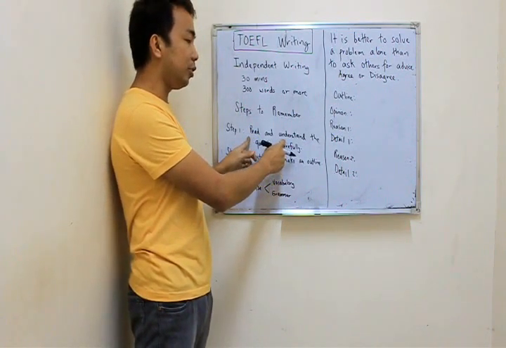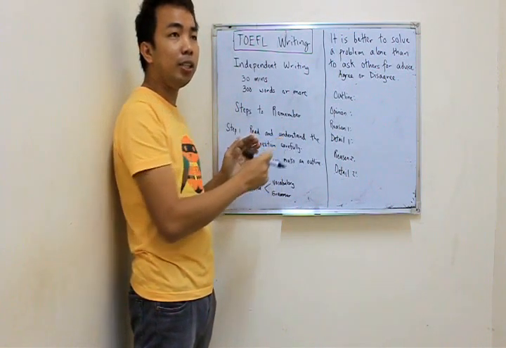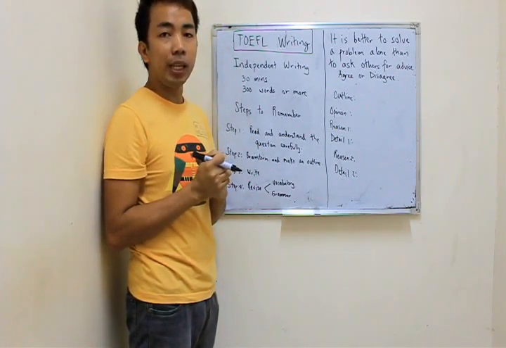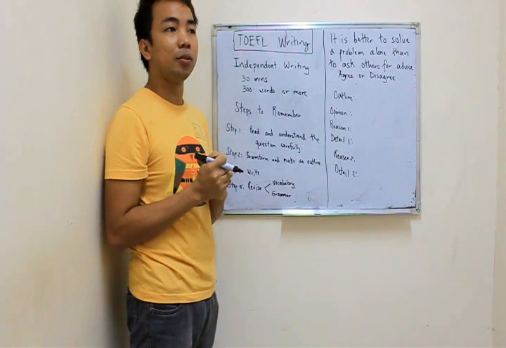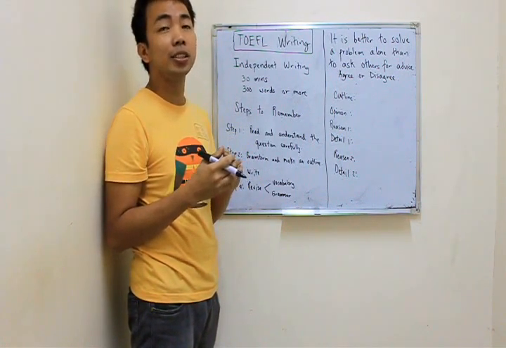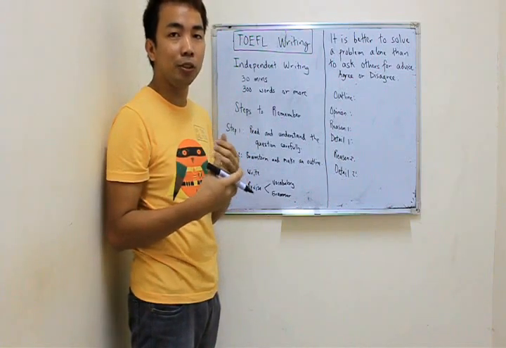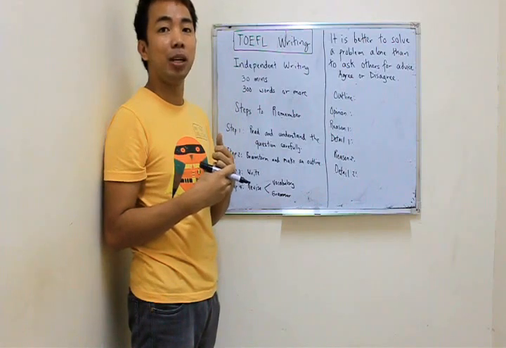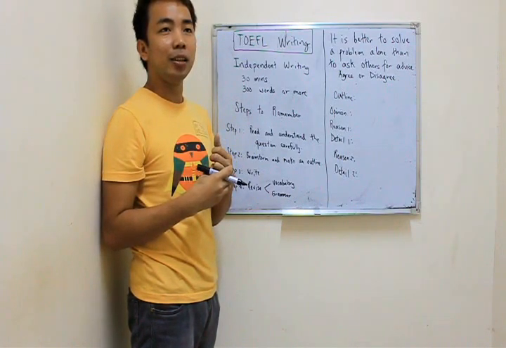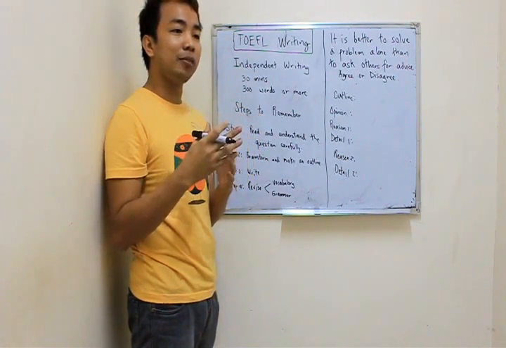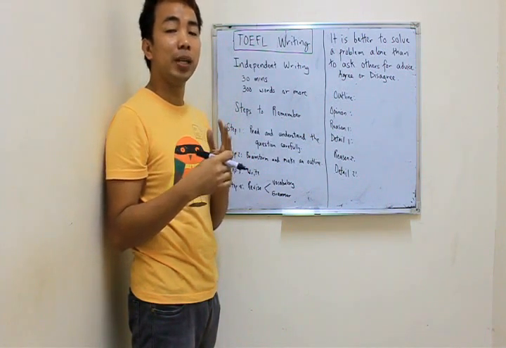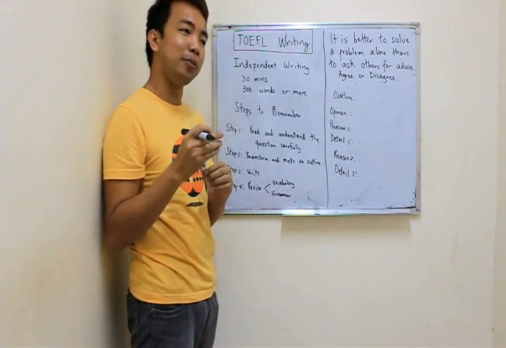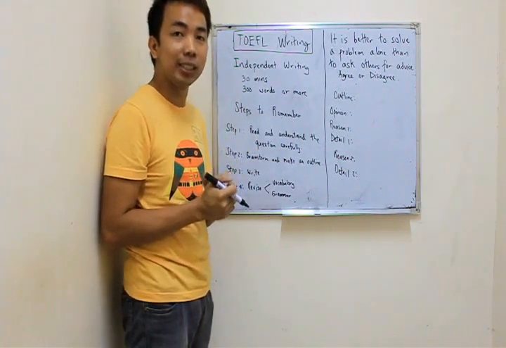So the first thing that you need to do is to read and understand. Why do we need to read and understand carefully? There are some cases where students were not able to get their target score or their desired score in TOEFL writing because they were not able to answer the question perfectly well. Even if they were able to make a very good essay which is free from grammar or spelling mistakes, they were not able to answer the question. So reading and understanding is very important.